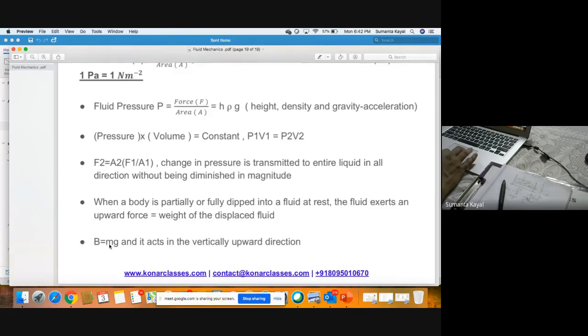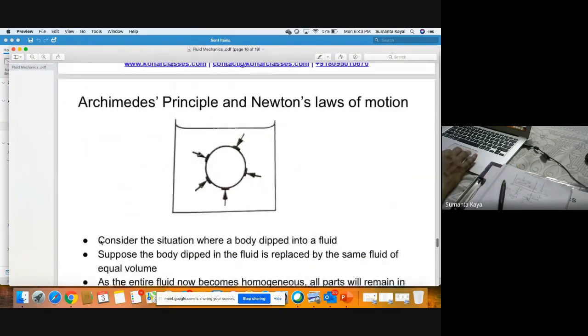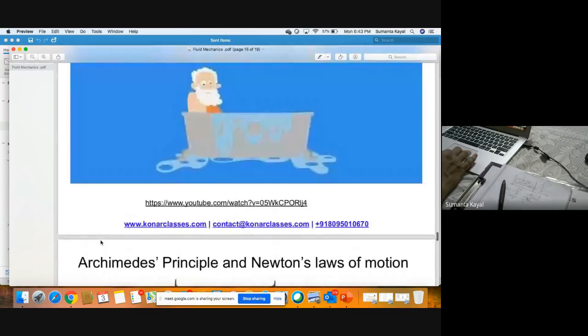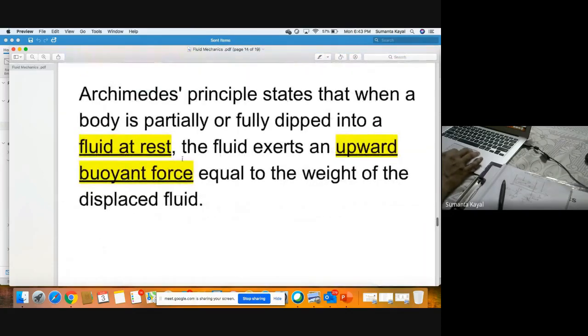If m is the mass of that fluid, and we know that small g is the acceleration due to gravity, so the weight of that displaced liquid will be the buoyant force. So that is what Archimedes law is all about. It is nothing to worry about too many sentences, but try to remember this way.